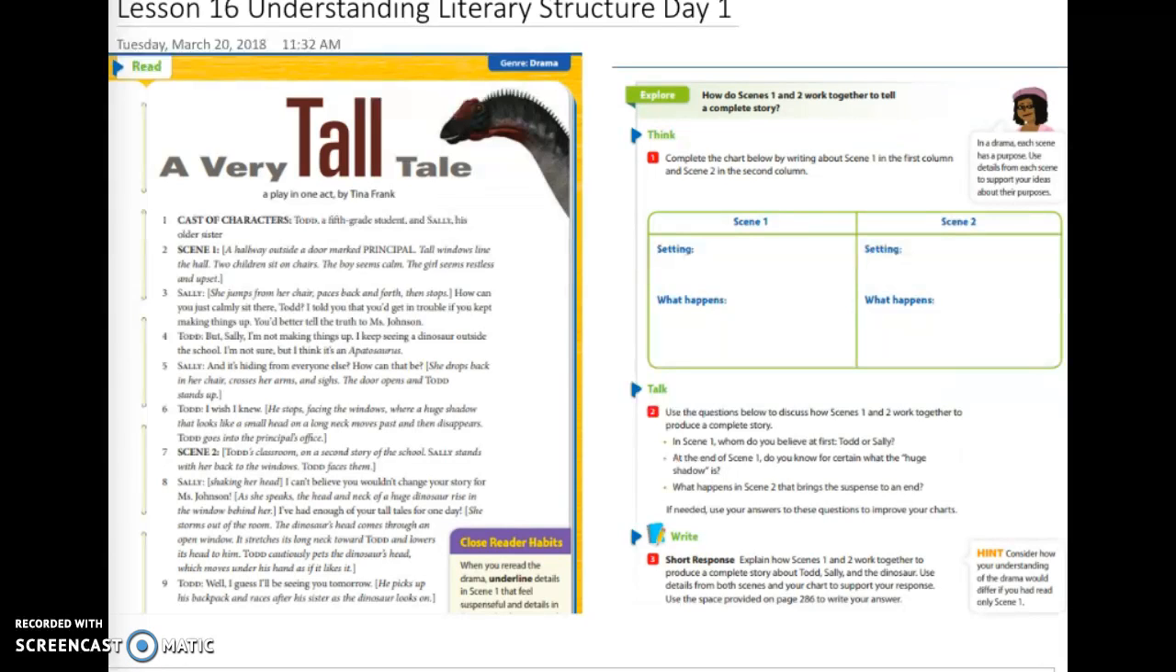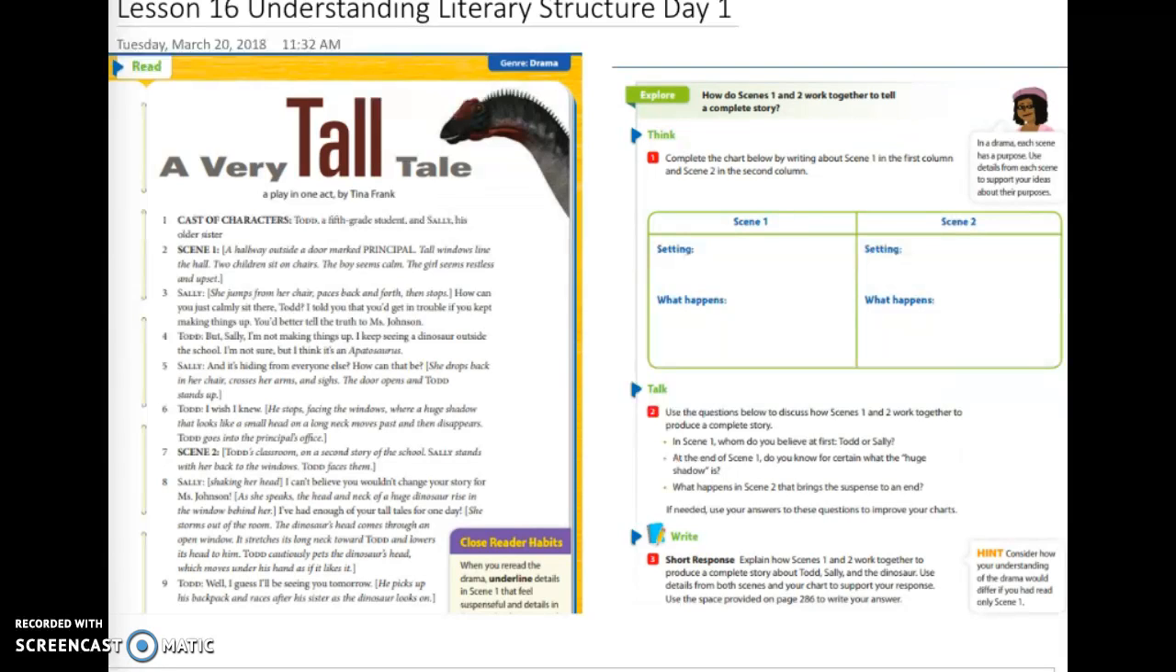Okay, so you have this copy with you, and as I read, I'd like you to go through and unravel what we are reading. First, I'll read it to you, and then second, you will read it by yourself and unravel it. A Very Tall Tale.